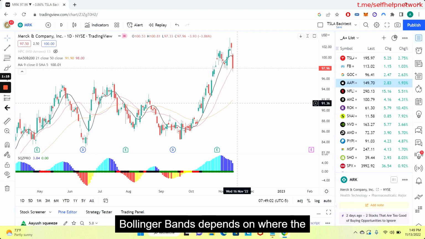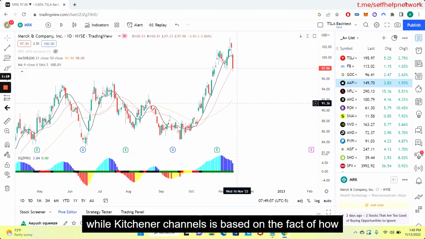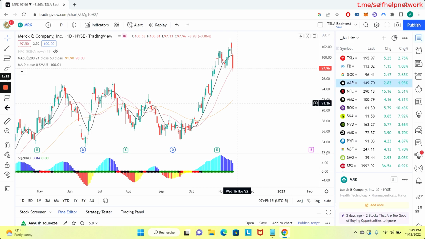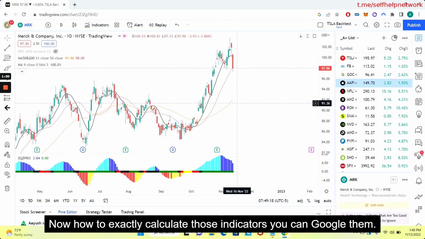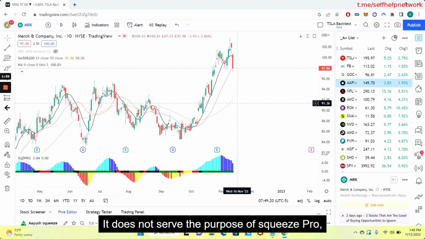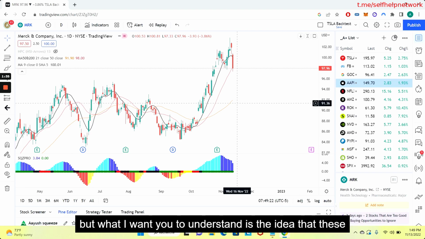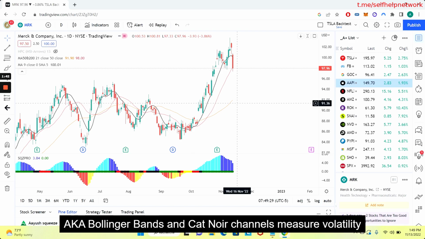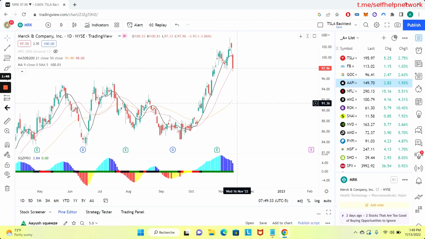Bollinger Bands depends on where the market closes on a day-to-day basis, while Keltner channels is based on how much the market moved from its high to its low, and that is used to define volatility. Now, how to exactly calculate those indicators, you can Google them. It does not serve the purpose of Sqzpro. But what I want you to understand is that these two volatility indicators measure volatility in a different way.